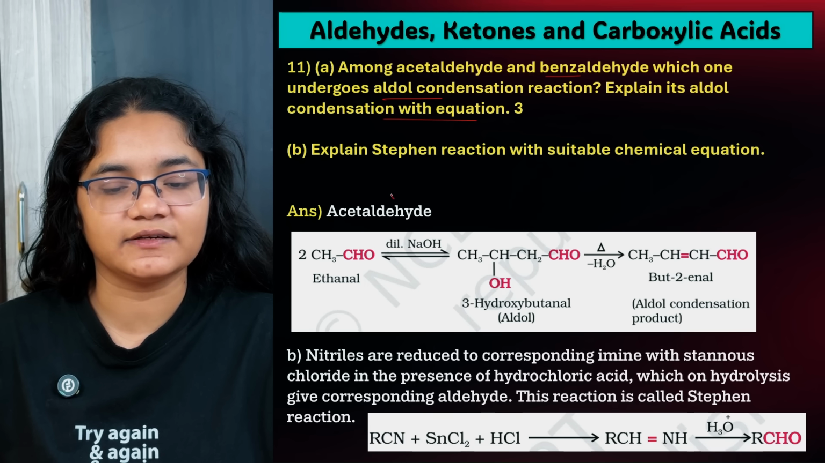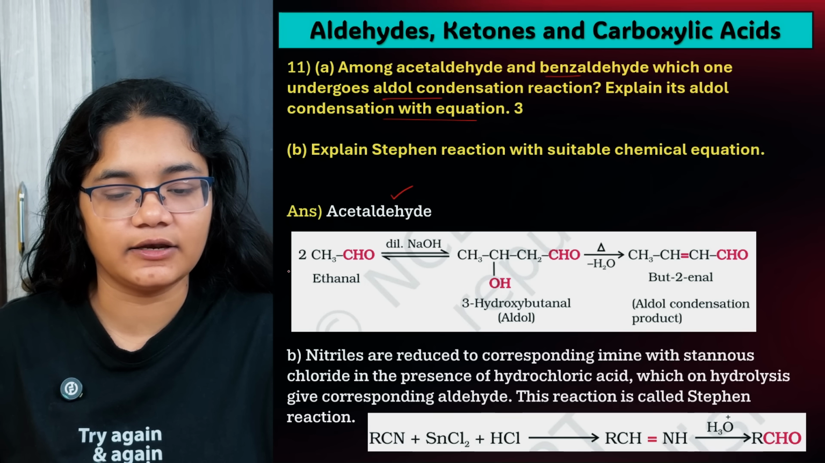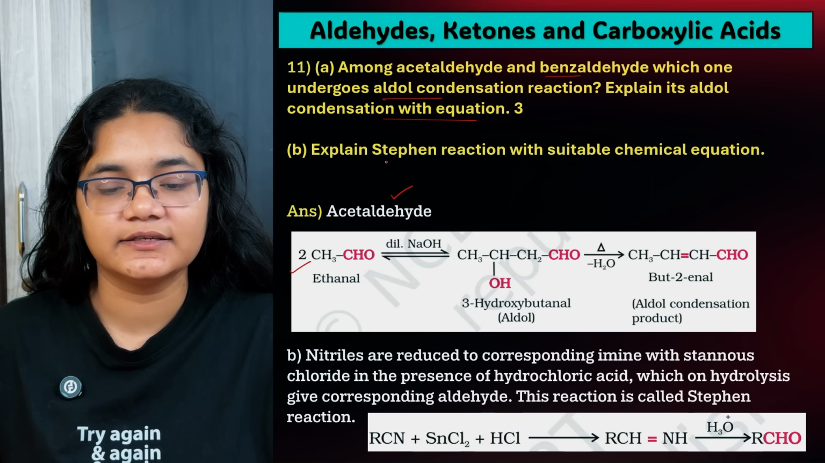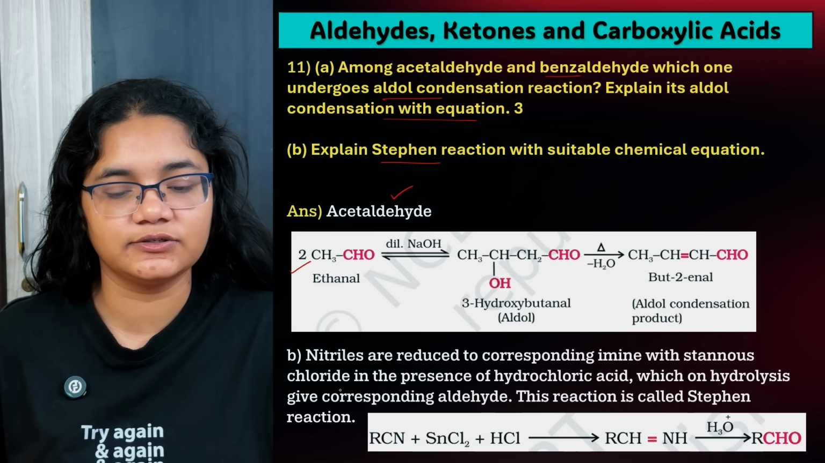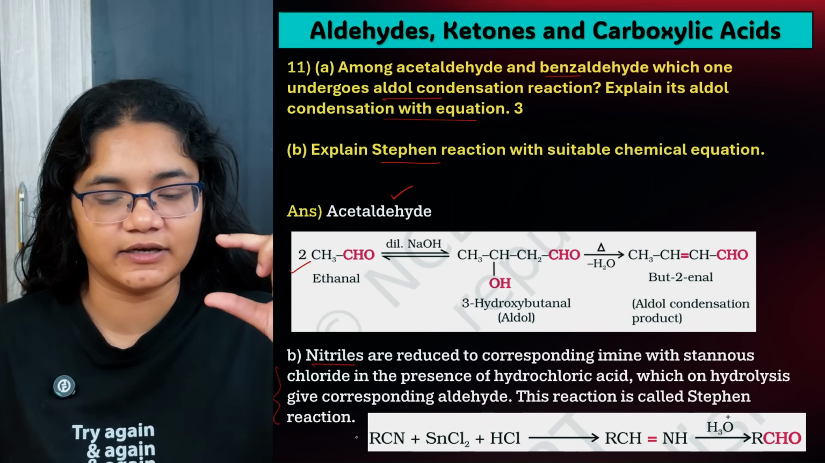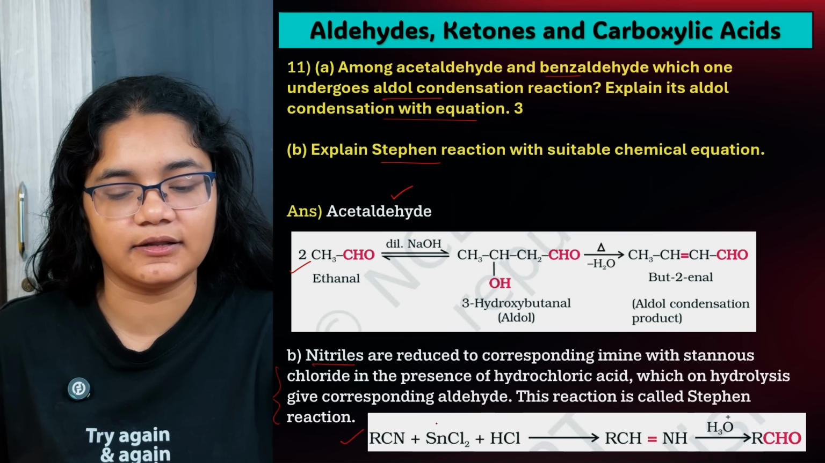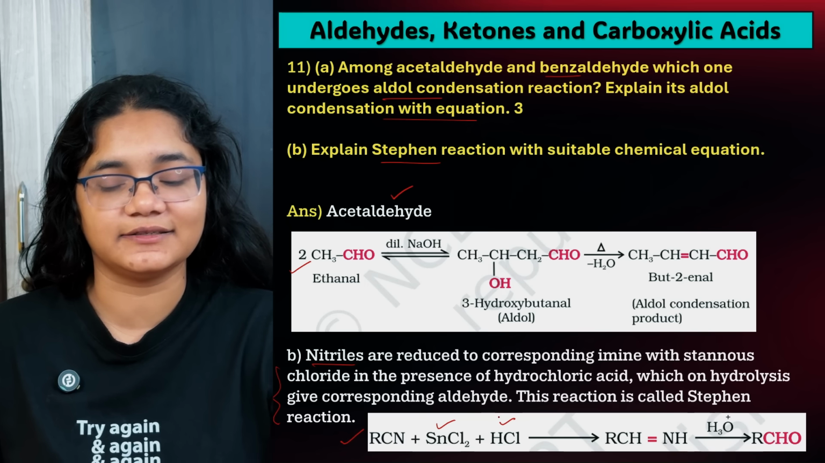Okay, so acetaldehyde will obviously undergo. Why? Because it has an alpha hydrogen, and then you have to write down the reaction for this one. Stephen reaction with suitable chemical reaction. So here nitriles are converted to aldehydes. So you have to explain the statement, and then you have to write down the reaction. And here the reagents used are SnCl2 and HCl.